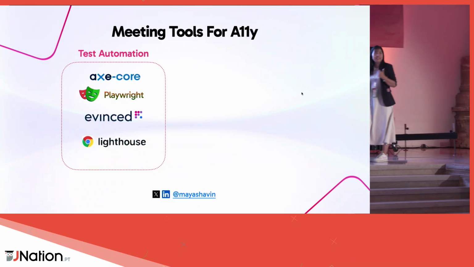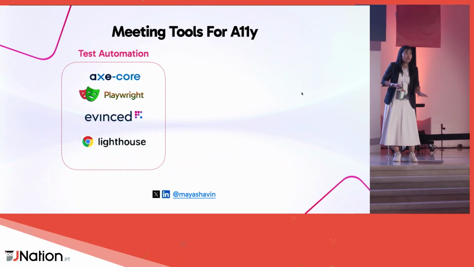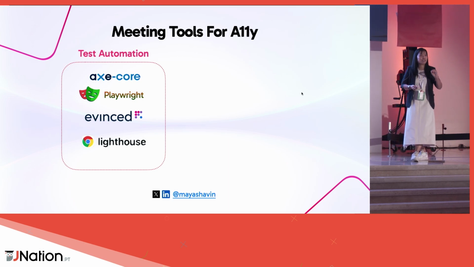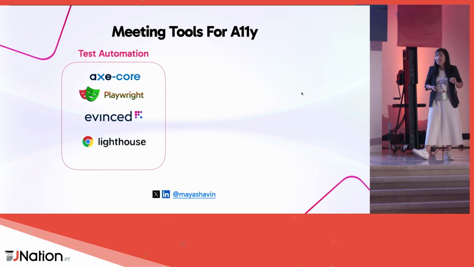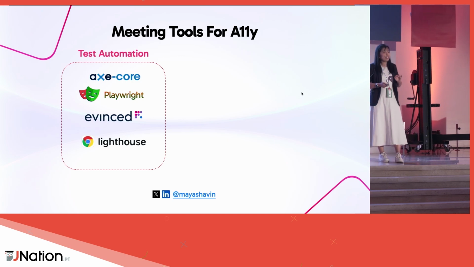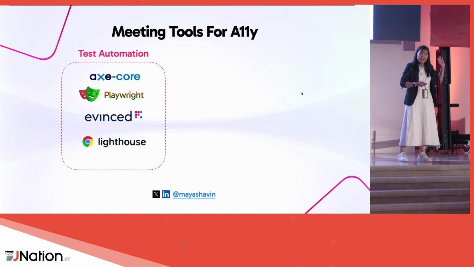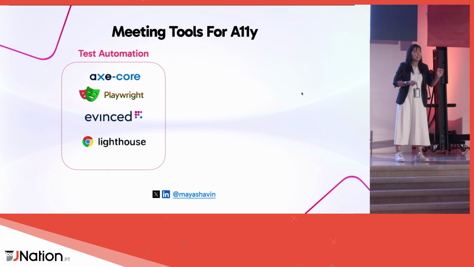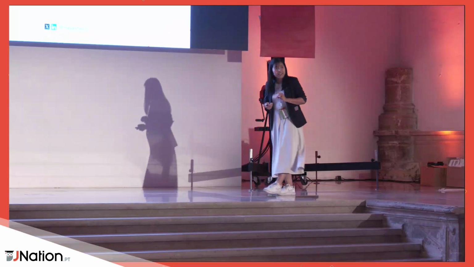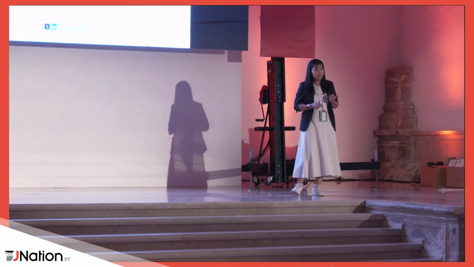Axe-core with Playwright, this is a combo that you have to use, no other way, because it gives you so many things that you don't want to miss. Evinced is another nice-to-have tool that provides a seriously good quality of accessibility check for your application. It's even better than Lighthouse. And how? We're going to take a look in the demo.